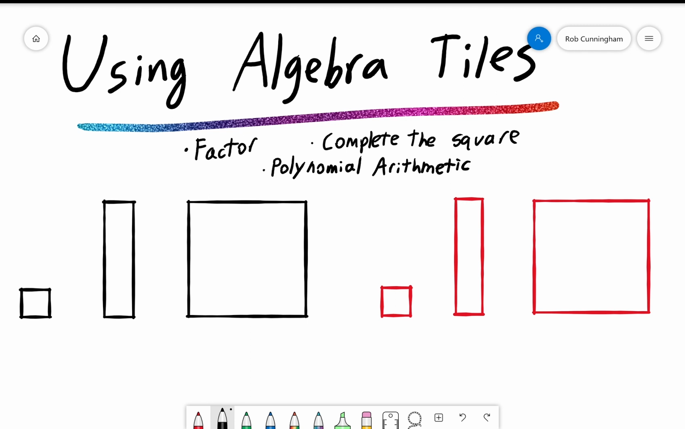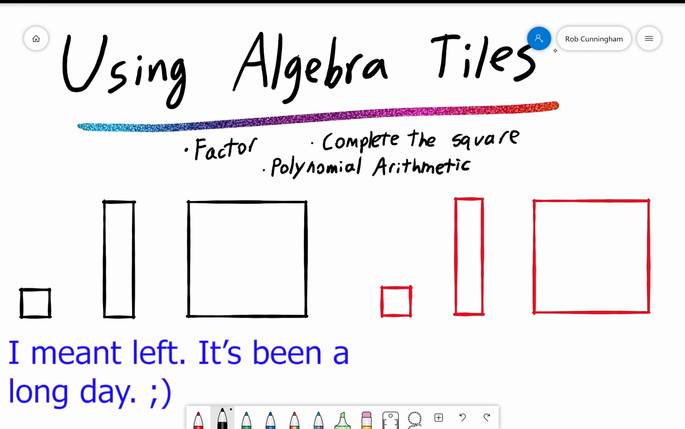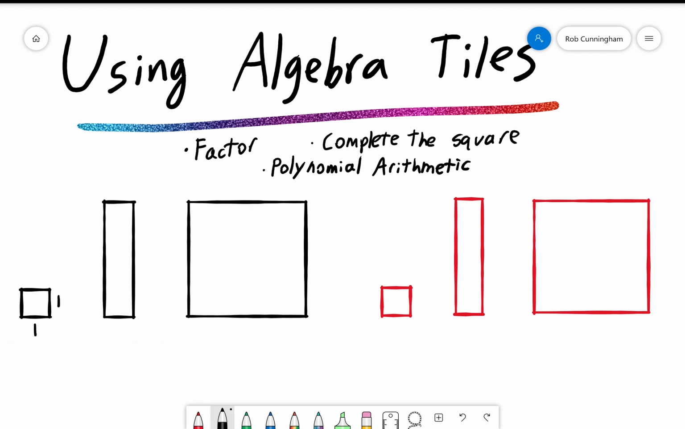Onto the tiles themselves. The smallest black tile here on the far right has a length of 1 and a width of 1. Therefore, it has an area of 1. Now, this larger one here, this rectangle, still has a width of 1, but its length is x.